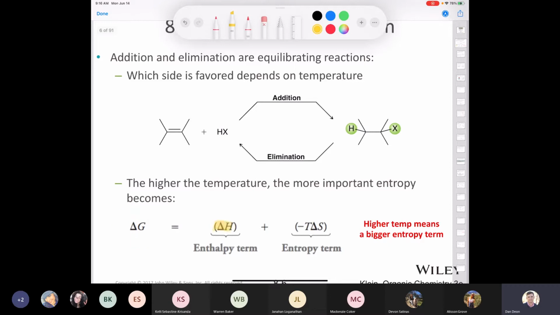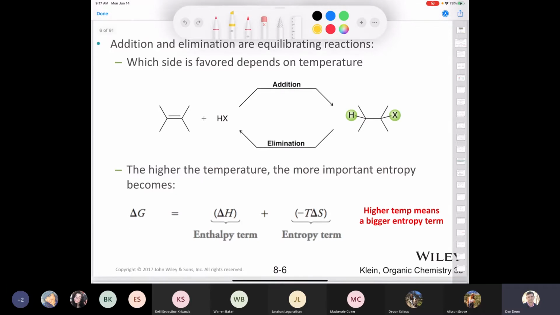Delta H plus negative T delta S. I usually don't think about it this way, but this is the way the book chooses to do it. Of course, you could write it as delta H minus T delta S. But either way, what are they getting at here?